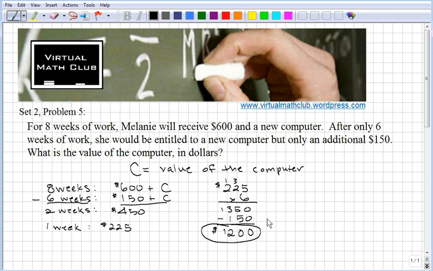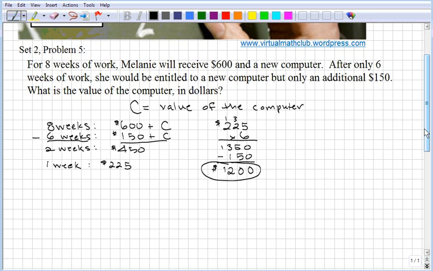Alright. Now let's see. Can I show you another way to do this? There's always more than one way to do these problems. Another way you could think of it is that 6 weeks is basically 3/4 of 8, because 6 over 8 is equal to 3/4, right? So you could also set it up this way algebraically. What am I looking for? That x plus $150.